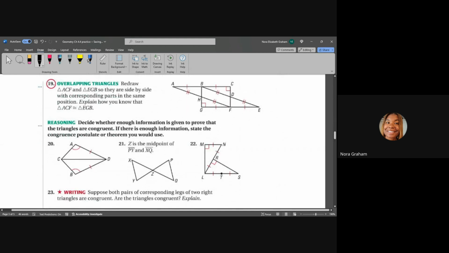Let's see, where am I at in the lesson? Yeah. So for 19, overlapping triangles. Redraw triangle ACF and triangle EGB so they are side by side with corresponding parts in the same position. Explain how you know that triangle ACF is congruent to triangle EGB, right?